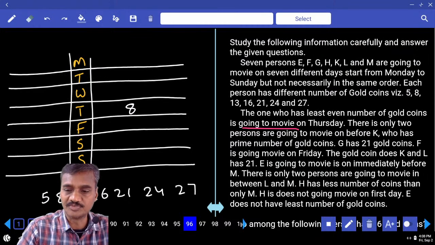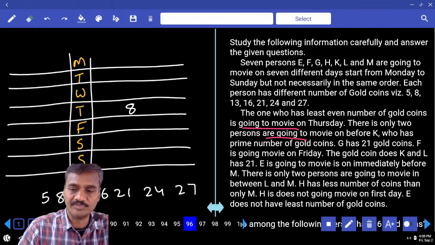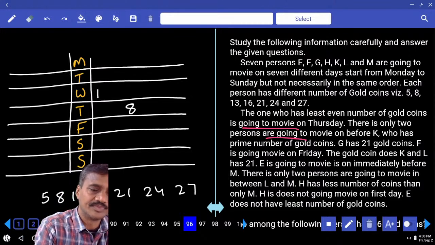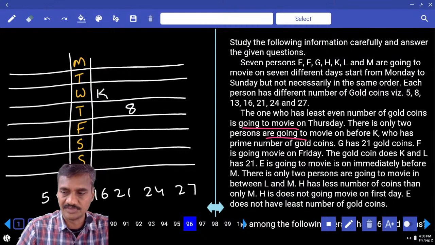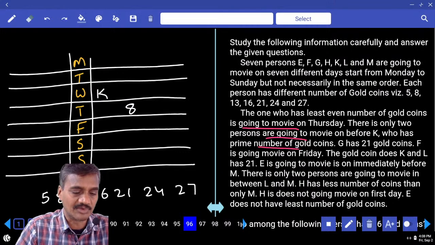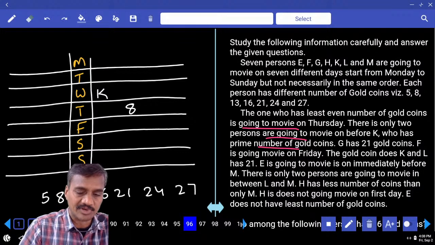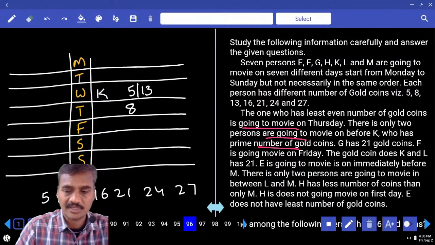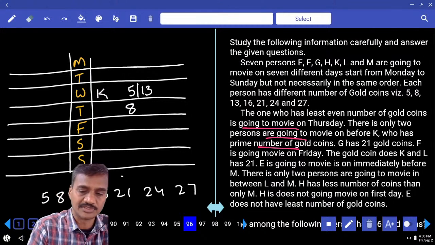And there are only 2 persons going to movie before K. There must be exactly 2. That means K must be on Wednesday. And K has a prime number of gold coins. What are the prime numbers we have? 5 and 13. Now this K can have either 5 or 13. And G has 21 gold coins.